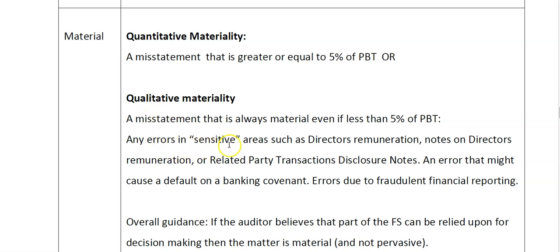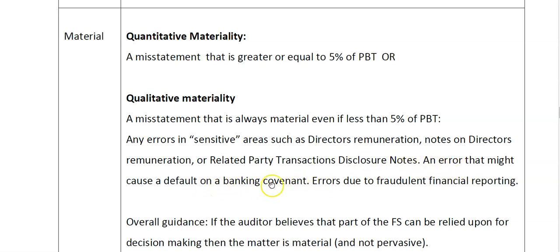So sensitive areas such as directors' remuneration in the income statement, notes on directors' remuneration in the disclosures, or related party transaction disclosure notes, errors in them are always material, even if the errors are quite small, because of the nature of the area that we're looking at.